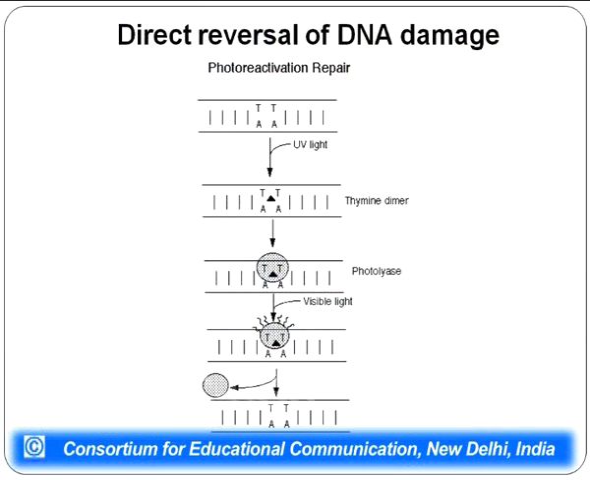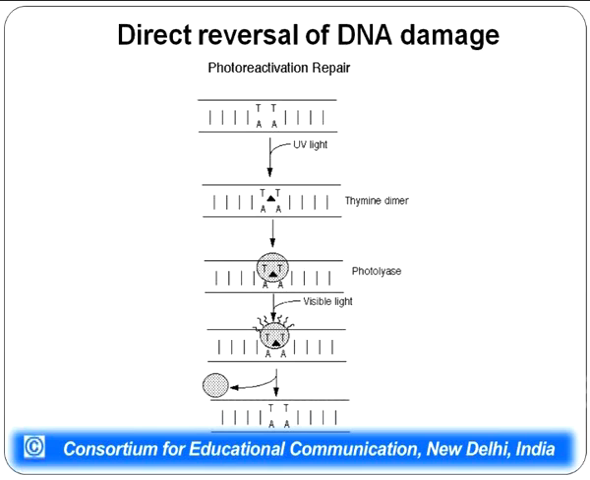The second type of reversal mechanism is the photoreactivation repair mechanism. Whenever an organism is exposed to UV light, then as I talked about earlier, there is formation of pyrimidine dimers. These could be thymine dimers or thymine and cytosine dimers. These dimers present a replication block. Replication machinery cannot move forward from this particular site.